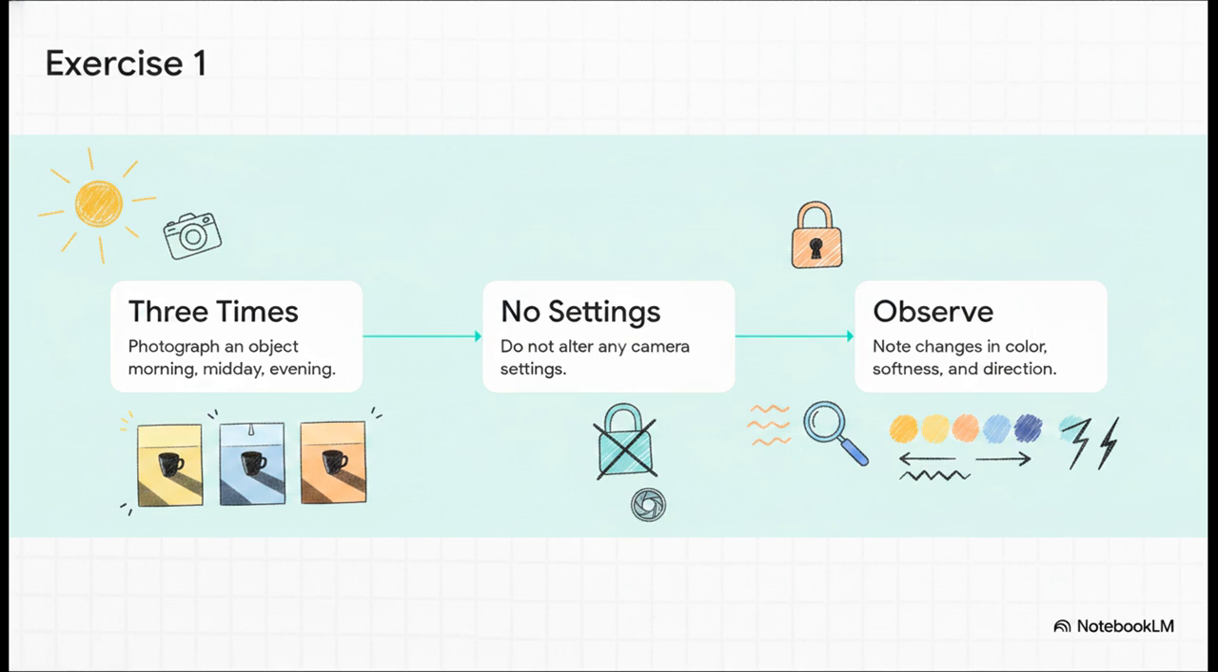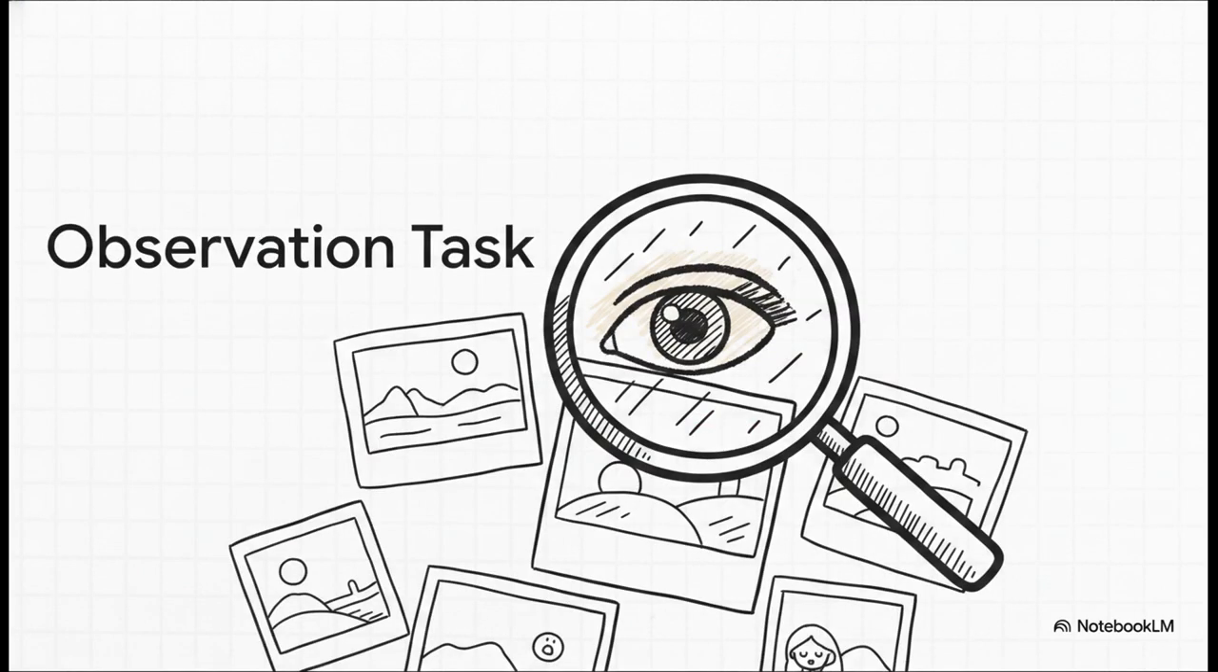Step 2, do not change a single setting on your camera. Just point and shoot. Step 3, I want you to observe and actually write down how the light changed in each shot. Did the colors get warmer later in the day? Did the shadows get softer? Did the direction change? You're going to be amazed at how different the exact same object looks purely because the sun moved.